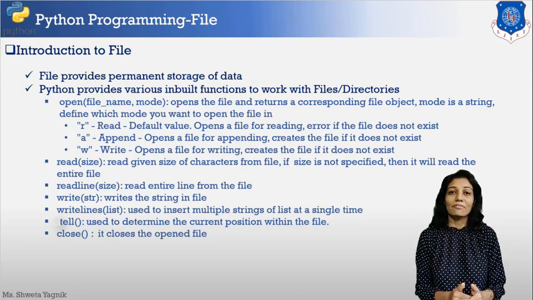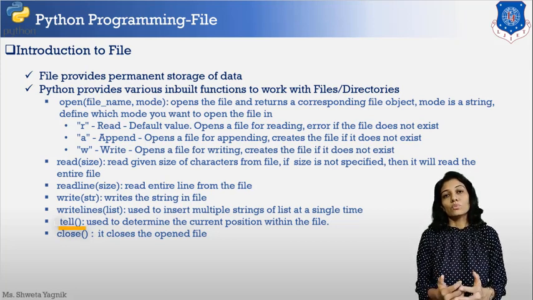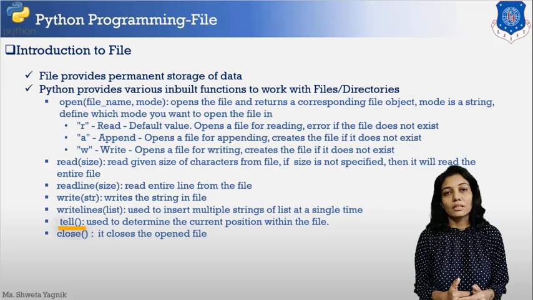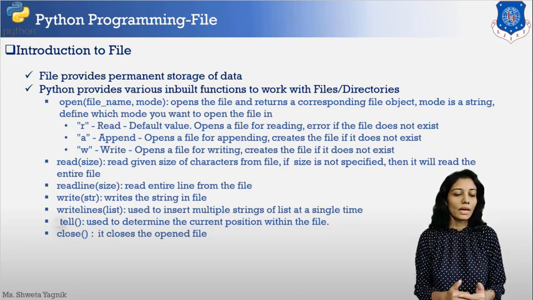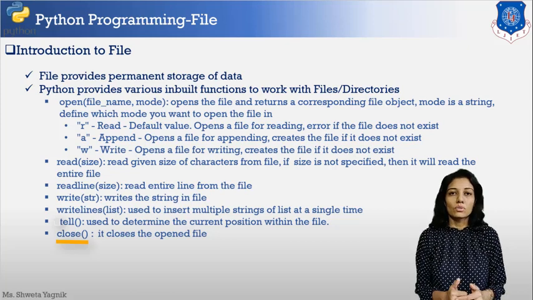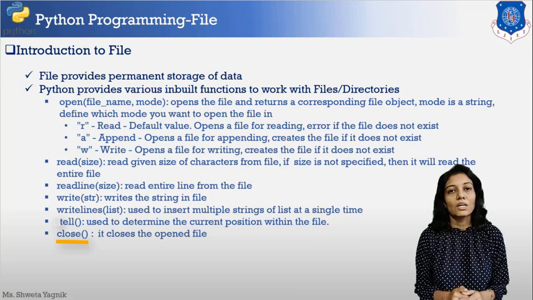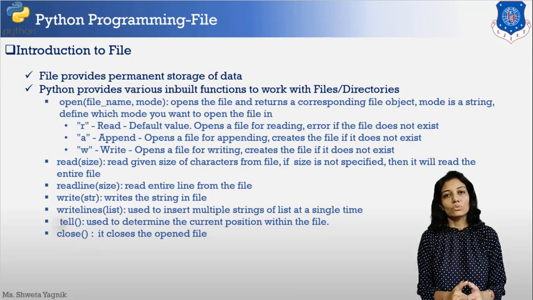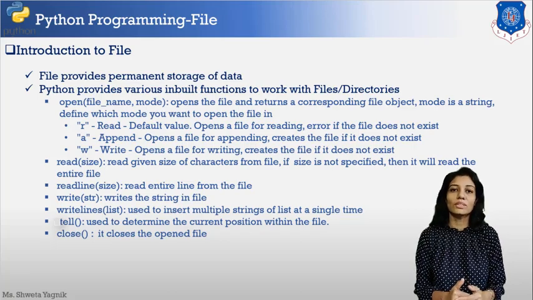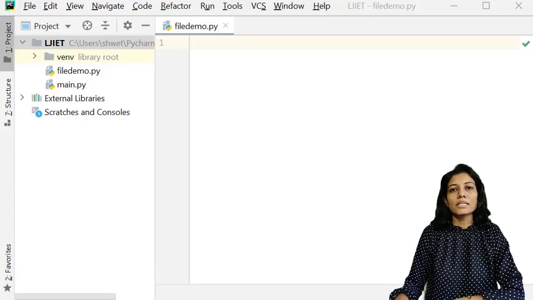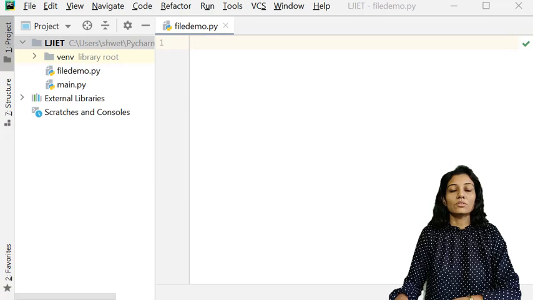Then we have tell, which will give us the current pointer, the current position in the file. We will see practically how to use it. And lastly, we have close. If we want to close our file, we'll be using this close function. So let us see practically how to use these functions and work with a file. So now let's create a text file, and through a Python program we will try to read it.